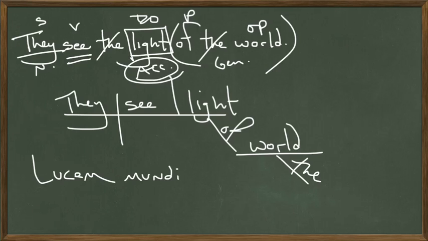Lucem mundi. Now all we need is they see, which is pretty easy. It's present tense. Vident, from the verb videre, which means to see. So lucem mundi vident.